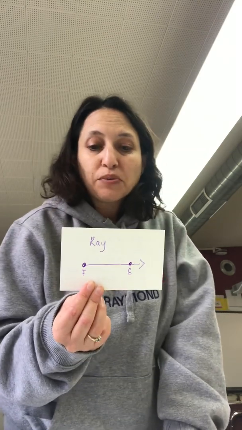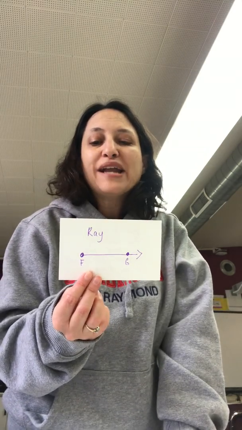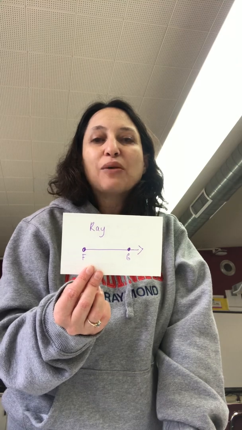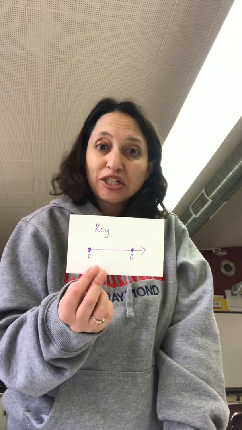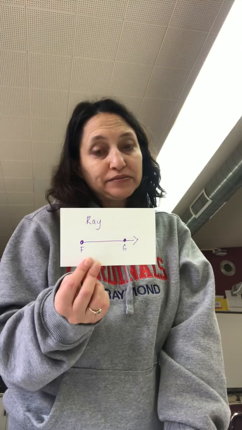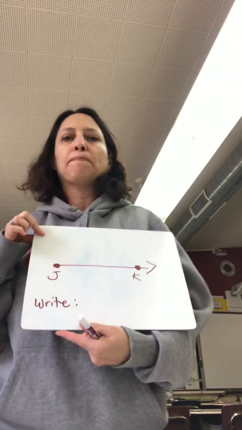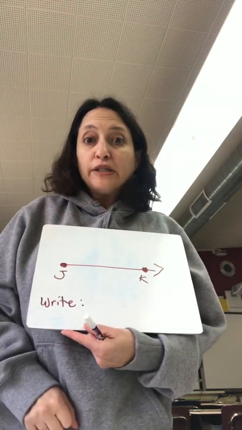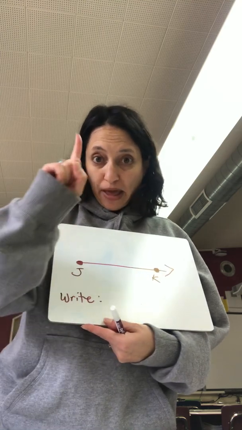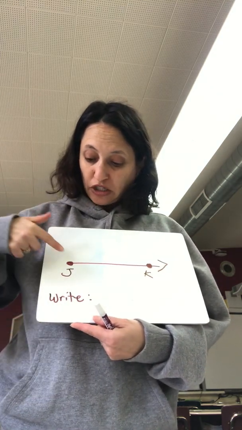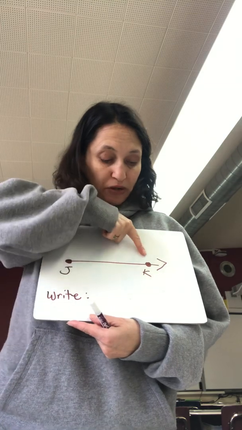Next thing we have are rays. Rays are pretty cool. They're part of a line that has one endpoint and continues without end in one direction. So think of the rays of the sun. Here's my ray. Rays only go in one direction, so we can only name them one way. You're going to start at the endpoint, and then you're going to stop where it keeps going.